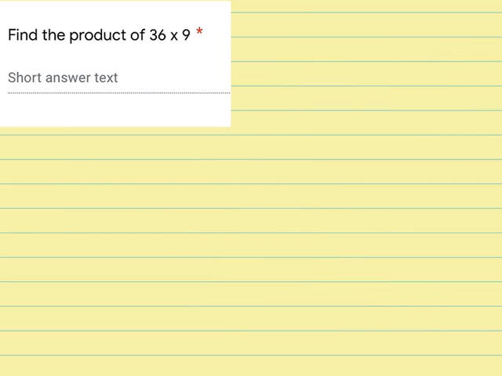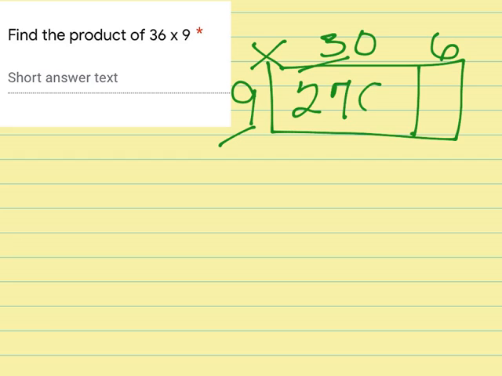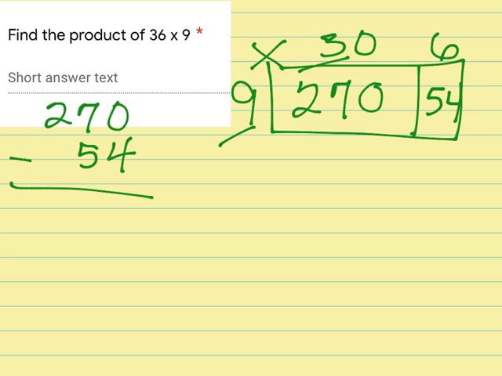And our final one of the day is 36 times 9. Once again, I can do my area model, break apart my 36 into 30 and 6, and then bring my 9 down here. I can do 9 times 30, 9 times 6. 9 times 3 is 27, and I have a 0. 9 times 6 is 54. So I have 270 plus 54, add them up, and I get 324.